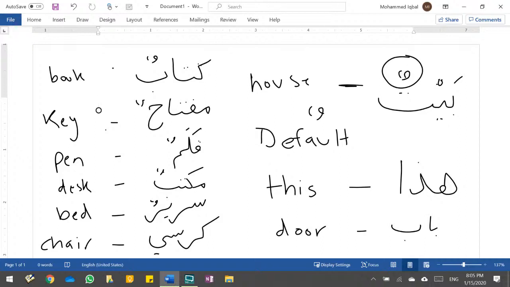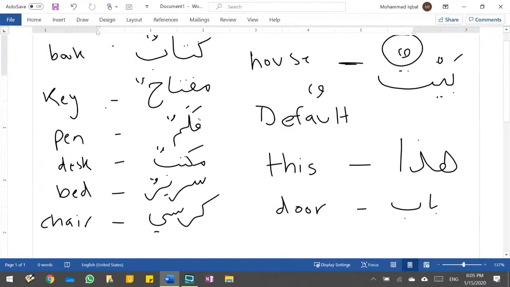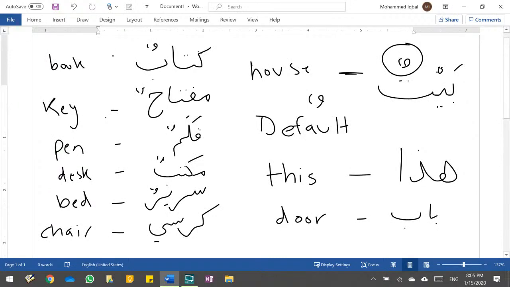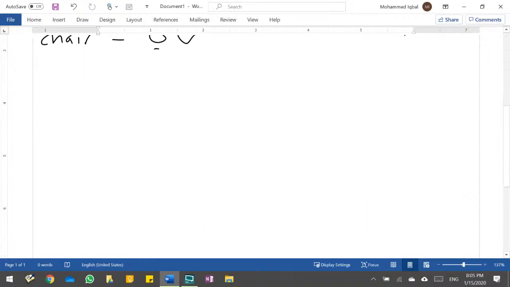Acha. So everyone got these words down, right? You have kitabun, miftahun, qalamun, maktabun, sarirun, kursiyun. Book, key, pen, desk, bed, and chair. Right? Everyone clear with this? Can we move on? Now we're going to make these sentences, right? We're going to put them together now.